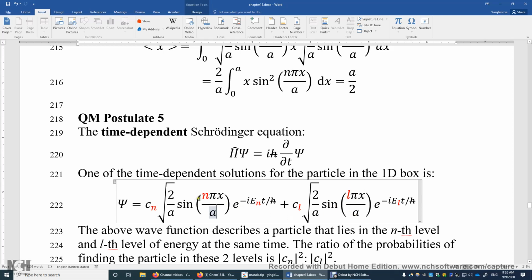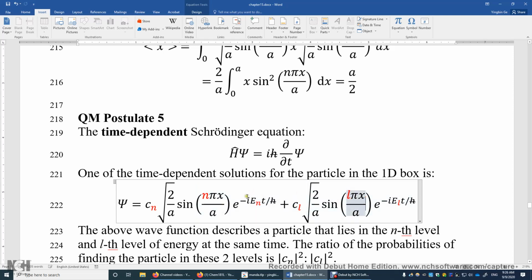It's both n and L. All right? And we'll put a coefficient here and another coefficient here. So the probability of finding the particle with a quantum number n is Cn squared. The probability of finding the particle in level L is CL squared.